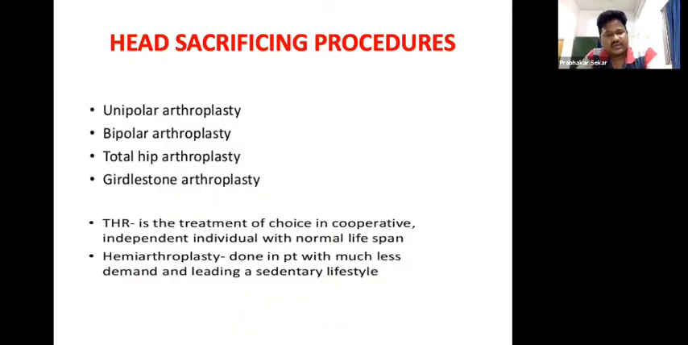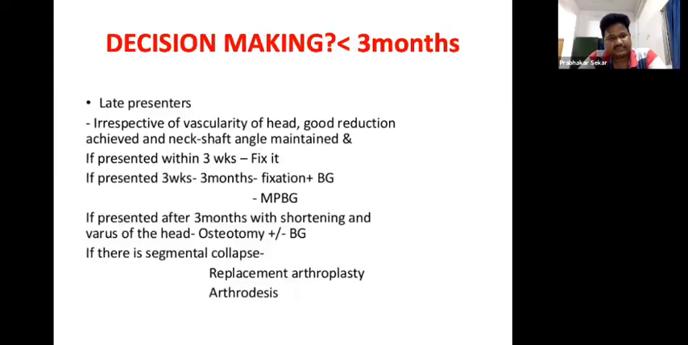So far I have told about the head preserving surgeries. Another one is head sacrificing procedures. It may be hemiarthroplasty, unipolar or bipolar, or total hip arthroplasty, and the final one is Girdlestone arthroplasty. Total hip replacement is the treatment of choice mainly in a cooperative, independent individual with a normal lifespan. Hemiarthroplasty is done in a patient with much less demand, leading a sedentary lifestyle.